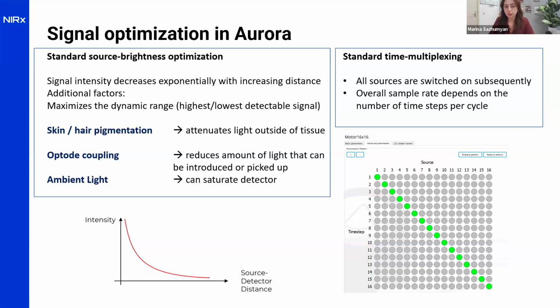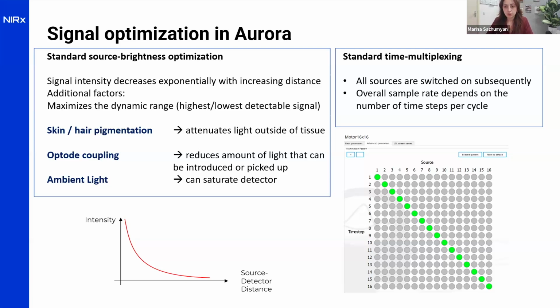And another major factor that the source optimization considers is the source detector distance, so the channel distance. And as we know from the Beer-Lambert law as well, the light intensity and the source detector distance have an exponential relationship, which means the signal intensity decreases exponentially as the distance increases.